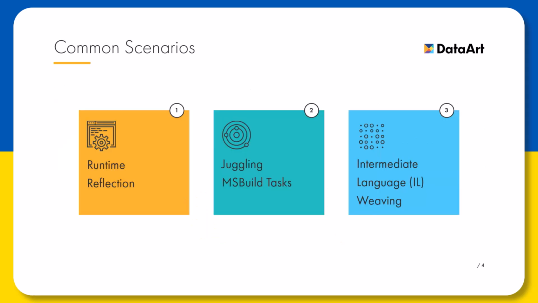Today, there are three general approaches to inspecting user code and generating code based on this analysis: runtime reflection, MSBuild task juggling, when the same MSBuild task can be called multiple times, and IL weaving, when direct modification of IL code is required. Source generators can improve each approach.